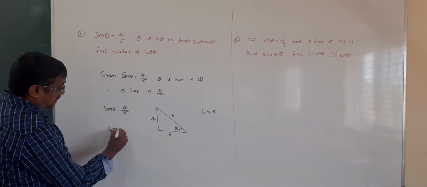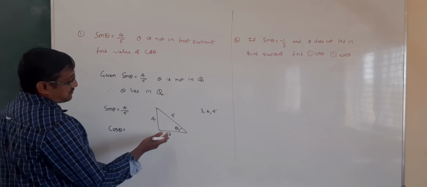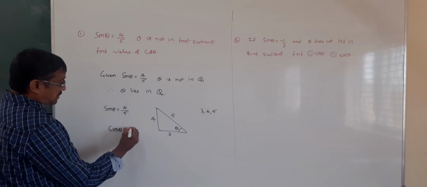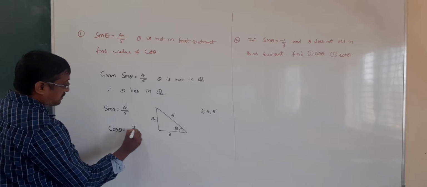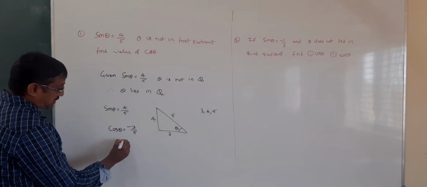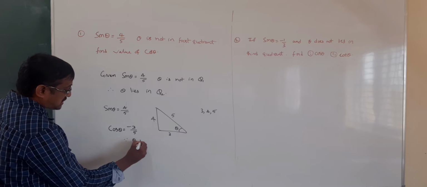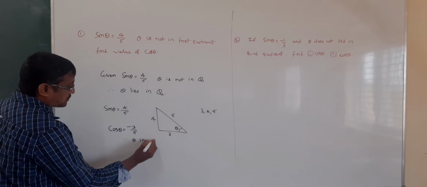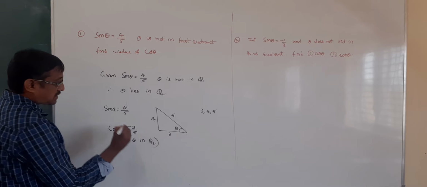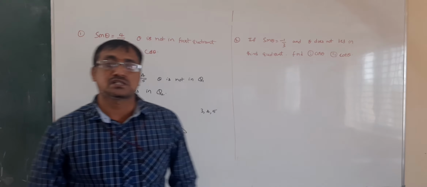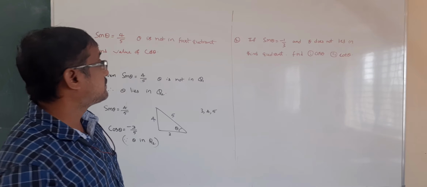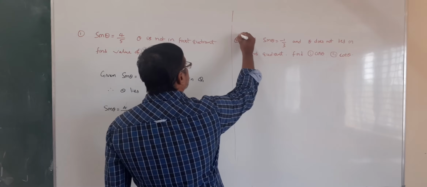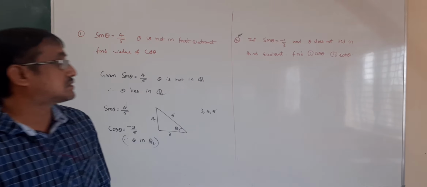3, 4, 5 forms a right angle triangle. Now cos theta is obviously adjacent side by hypotenuse. So you will get 3 by 5, but it is minus 3 by 5 since theta is in the second quadrant, Q2. So cos theta will be minus 3 by 5. Similarly, you can try this problem as homework.